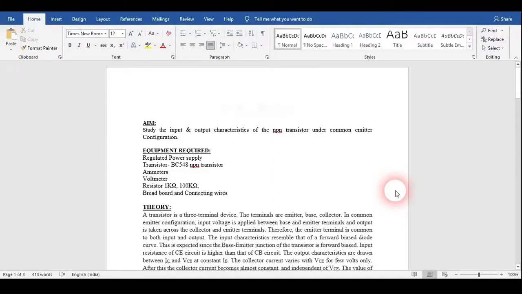Today I am with my ninth experiment. The ninth experiment is the study of input and output characteristics of an NPN transistor. We are going to perform this in common emitter configuration. These are the equipments which we are going to require.